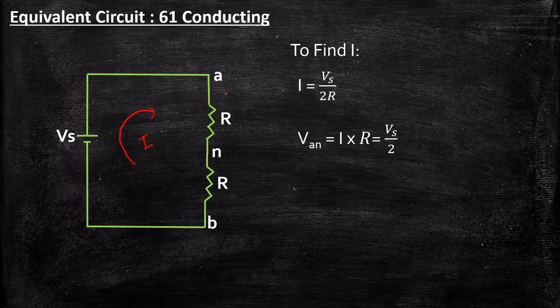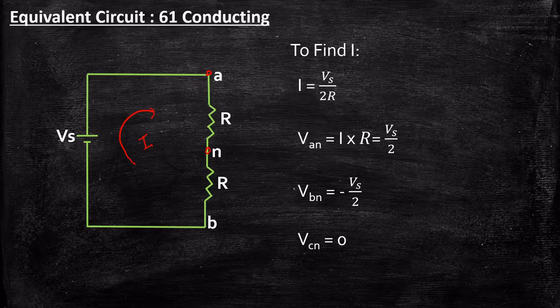So what is VAN? That is, what is the phase voltage? VAN is nothing but the product of current and the resistor R, isn't it? So that is I into R. When you substitute the I value as Vs by 2R into R, you will get Vs by 2. Similarly, VBN will be equal to minus Vs by 2, isn't it? Same analysis, and VCN will be equal to 0.